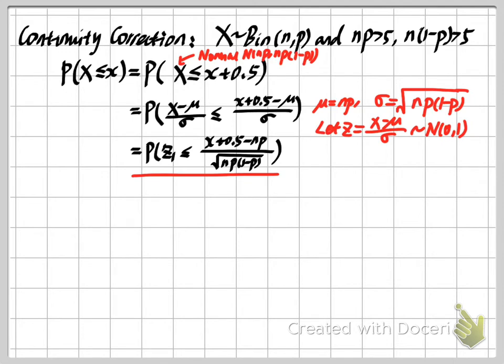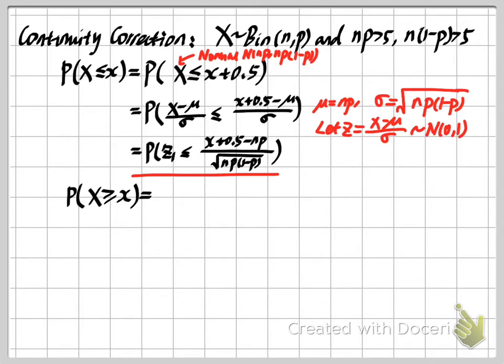Okay, and one more thing we should talk about is what to do when this is the probability that capital X is smaller or equal to small x. So what should we do if we have capital X larger or equal to a small x? Remember I said this continuity correction means we want to enlarge our region.